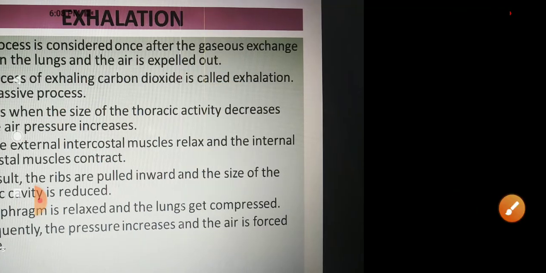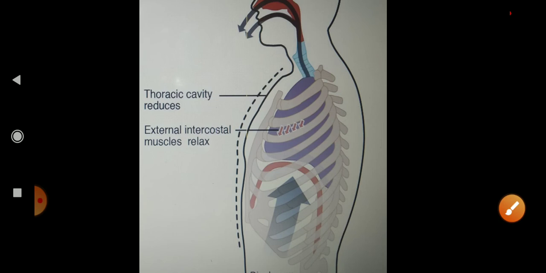Now see this diagram. I can explain with the help of this diagram also. In the first case, the case of inhalation, the external intercostal muscles contract. In the second case, they relax.